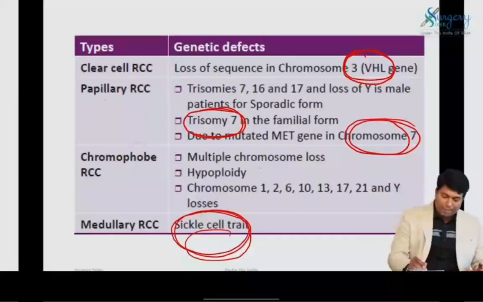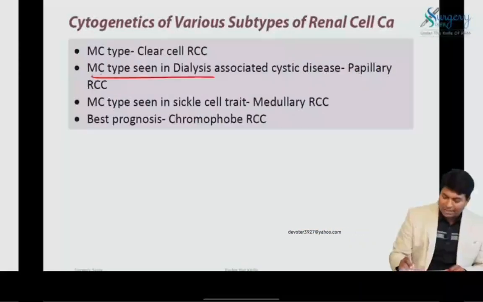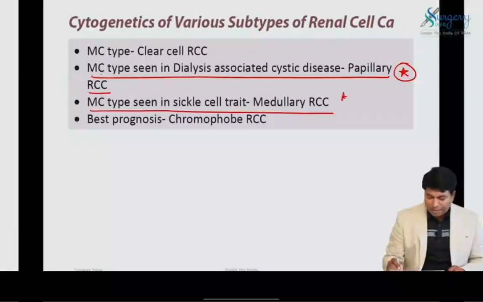And what is the MCQ from papillary RCC? Who will get papillary RCC? Dialysis associated polycystic kidney disease patients. The most common type seen in dialysis associated polycystic disease is papillary cancer. In sickle cell anemia, the cancer is medullary cancer. Please don't forget these points.